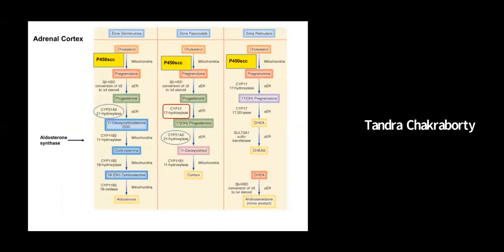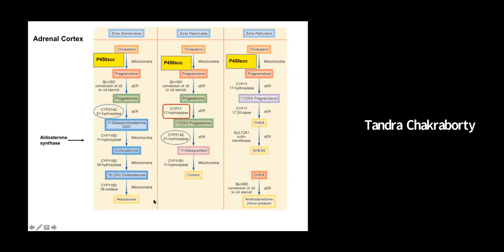Okay, going forward, we are now going to talk about the mineralocorticoids. First and foremost, I want you to understand that these three layers, which are part of the adrenal cortex, which is zona glomerulosa, zona fasciculata, and zona reticularis, each of these layers produces different hormones. As you can see, aldosterone for zona glomerulosa, cortisol for zona fasciculata, and androgens or androstenedione for zona reticularis.